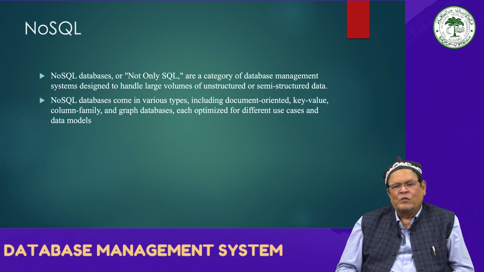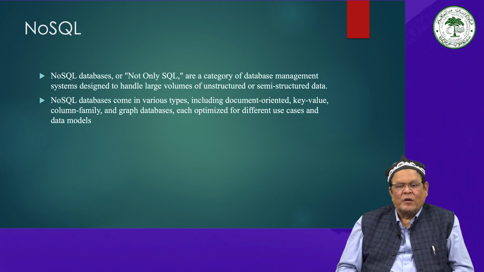document-oriented, key-value, column family, and graph databases, each optimized for different use cases and data models. They excel in scenarios requiring fast data ingest, flexible schemas, and horizontal scalability, offering an alternative to traditional relational databases for modern data-intensive workloads.